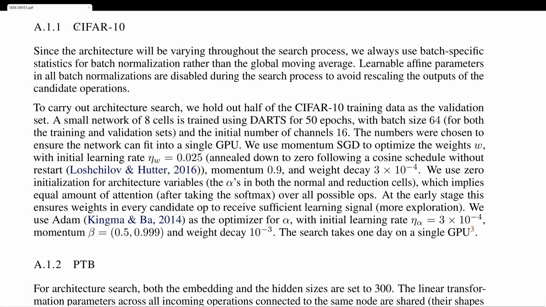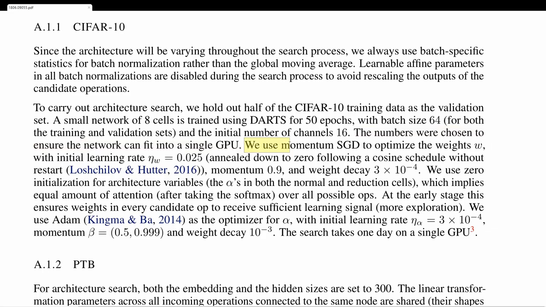CIFAR-10. Since the architecture will be varying throughout the search process, we always use batch-specific statistics for batch normalization rather than global moving average. Learnable affine parameters in all batch normalizations are disabled during the search process to avoid rescaling the outputs of the candidate operations. To carry out the architecture search, we hold half of the CIFAR-10 training data as the validation set. A small network of 8 cells is trained using DARTS for 50 epochs, batch size of 64, for both training and validation sets, and the initial number of channels is 16. The numbers were chosen to ensure the network can fit into a single GPU.